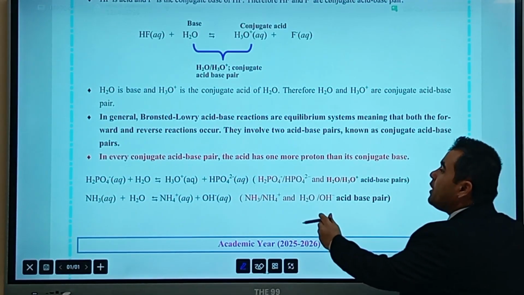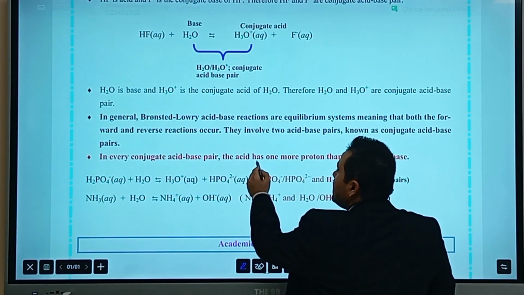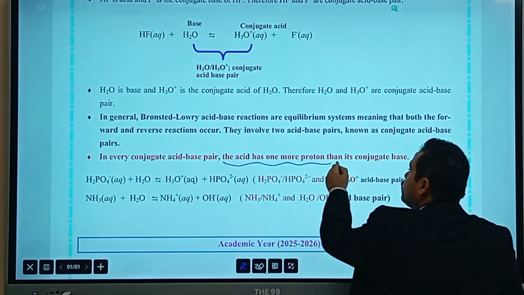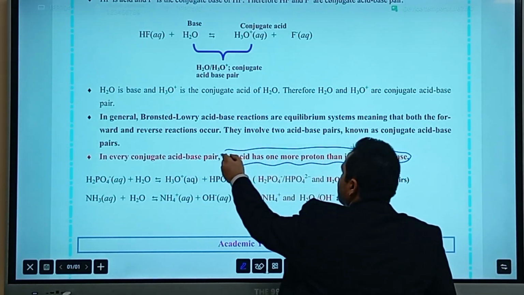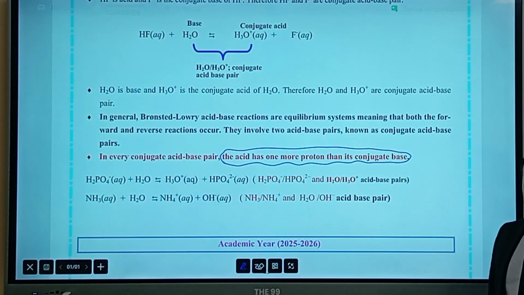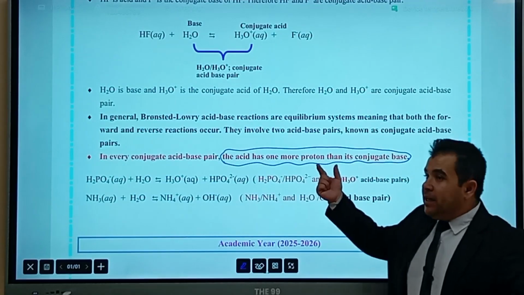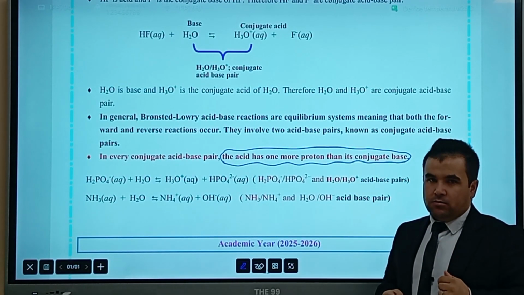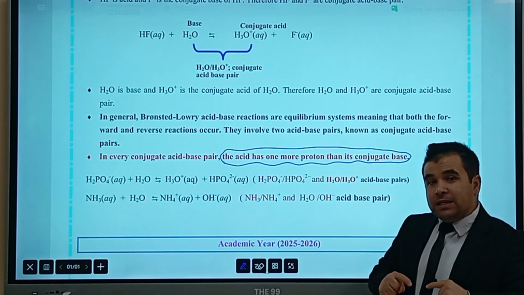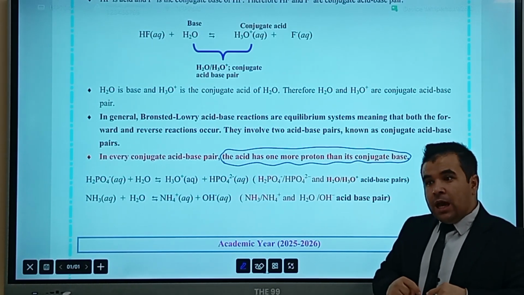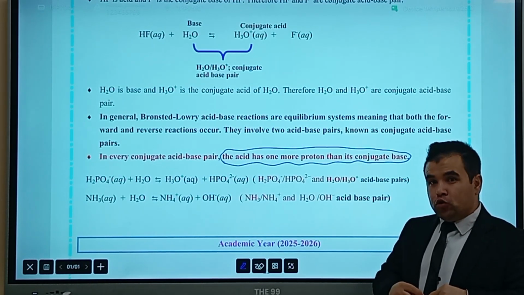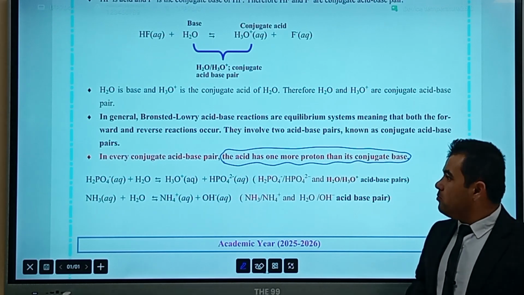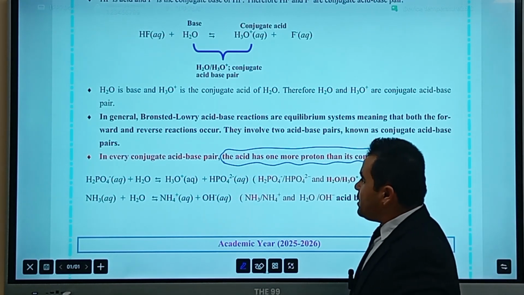In every conjugate acid-base pair, the acid has one more proton than its conjugate base. This is another technique to recognize the conjugates. The acid has one more proton than the conjugate base, and the base in the reactant has one less proton than the conjugate acid. Have a look at this example, guys.